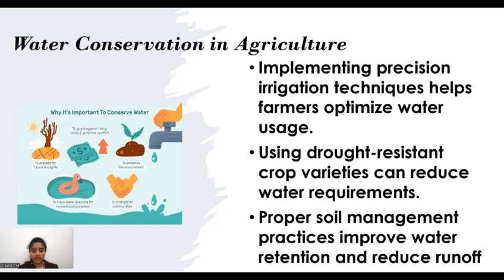Water conservation in agriculture. By implementing various irrigation techniques, farmers can conserve and optimize water usage. Using drought-resistant crop varieties may reduce water requirements. For that, there should also be proper soil management practices, which may improve water retention and reduce runoff.